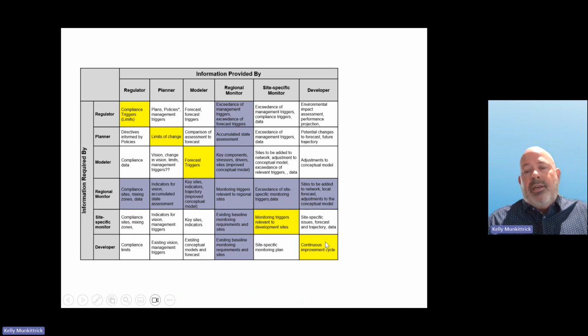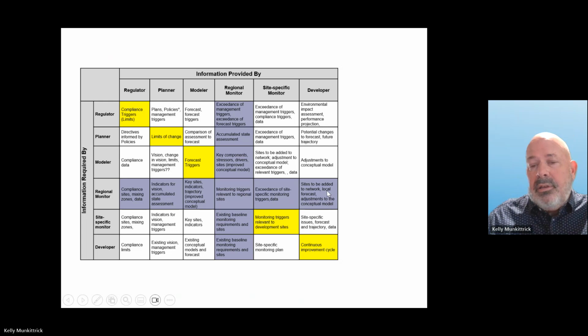And it needs to provide to the monitoring site-specific issues, forecast and trajectory, needs regional monitoring to be provided, the sites to be added to the network and adjustments to the conceptual model, to the modelers, any adjustments to the conceptual model, to the planners, potential changes to forecast future trajectory, and to the regulator, the environmental impact assessment and performance projections.